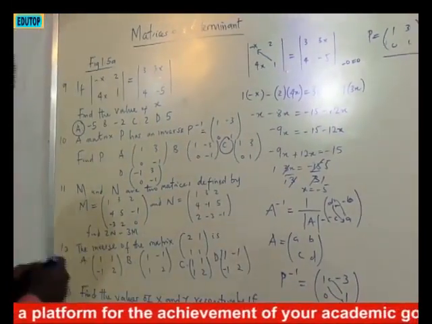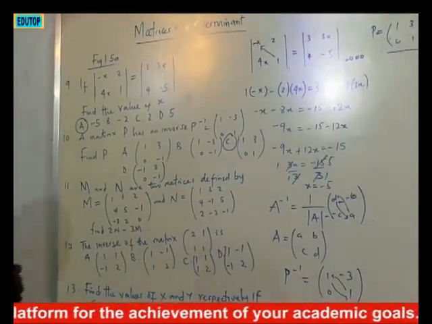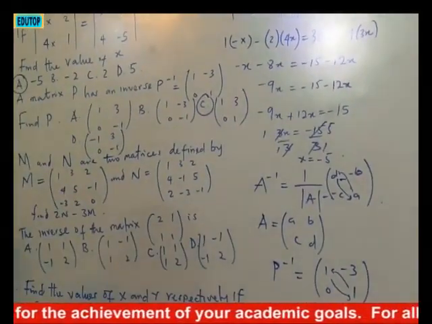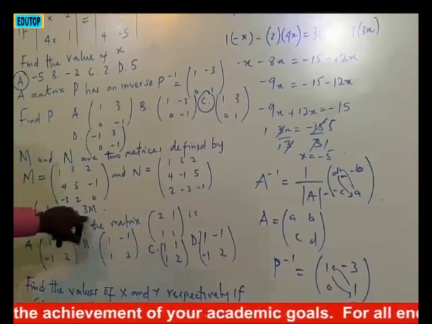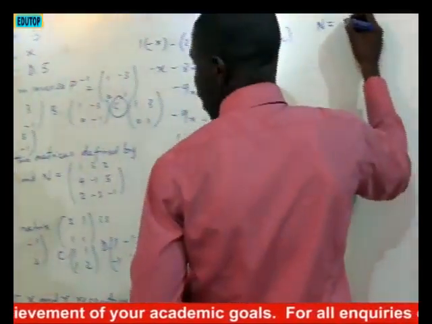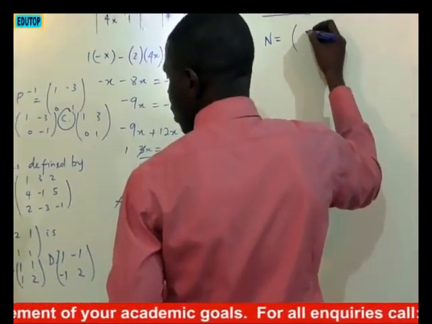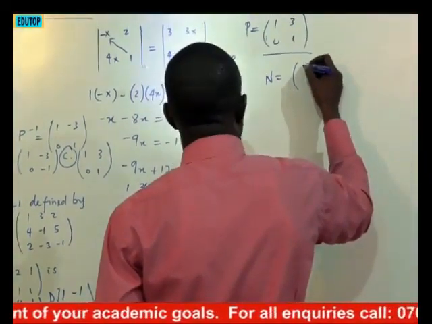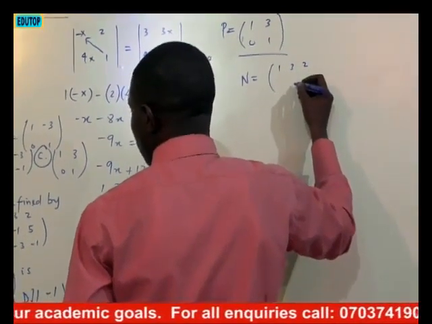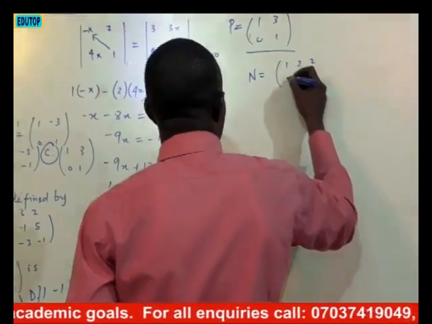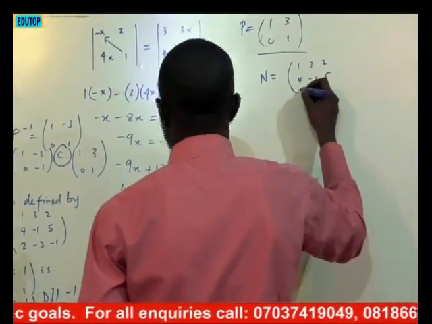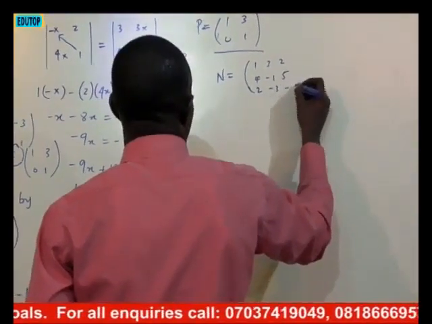Then the next question says that M and N are two matrices defined by, so this is our M and this is our N. The question asks us to find 2N minus 3N. So our N, let's write our N. Our N is 1, 3, 2, then 4, minus 1, 5, then 2, minus 3, minus 4.